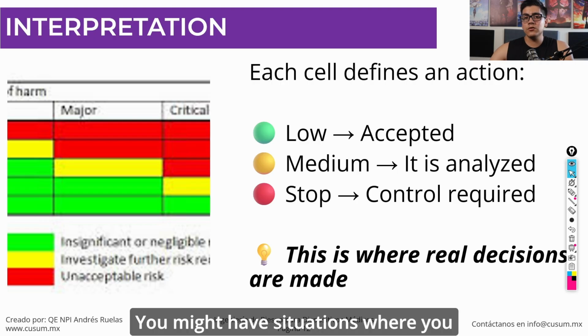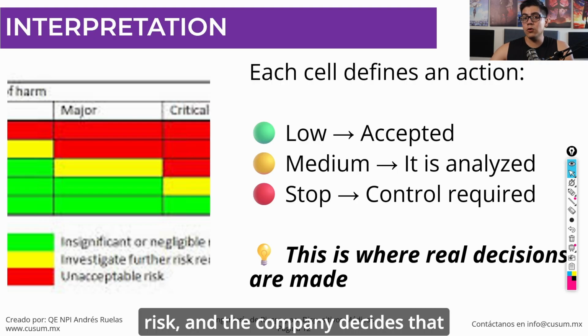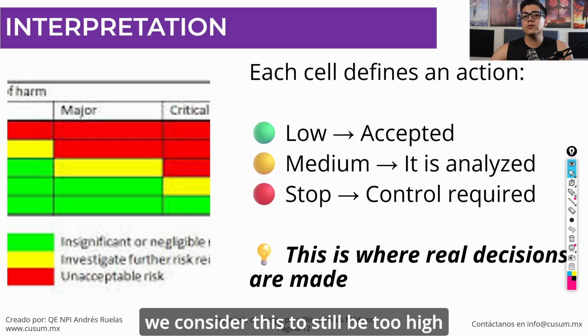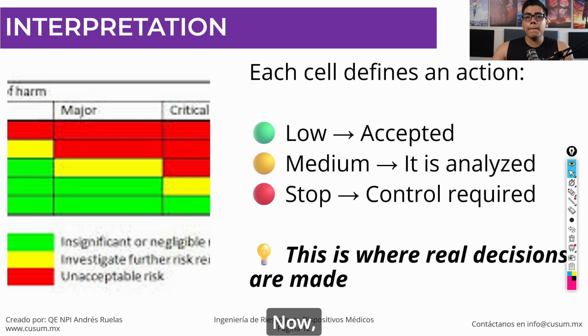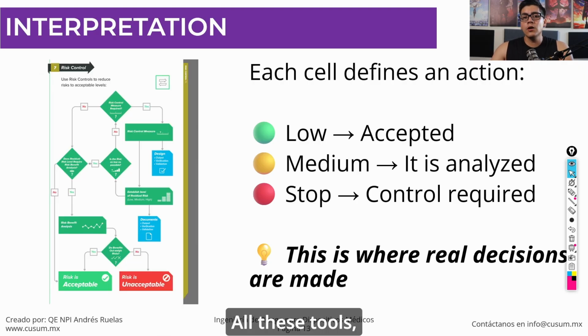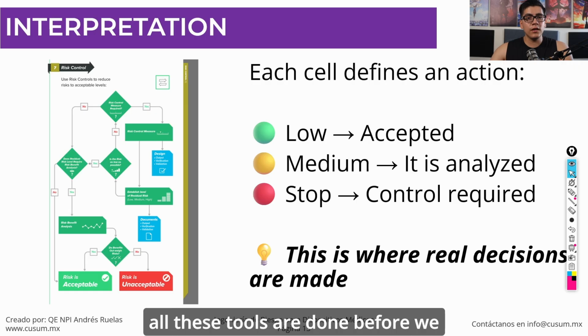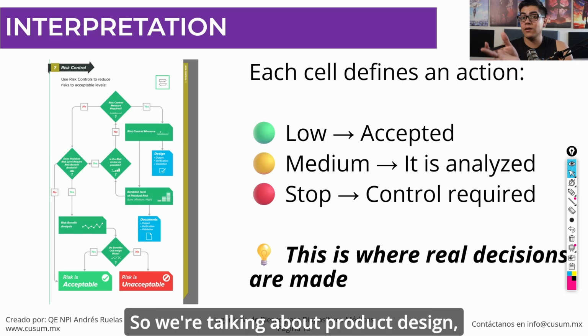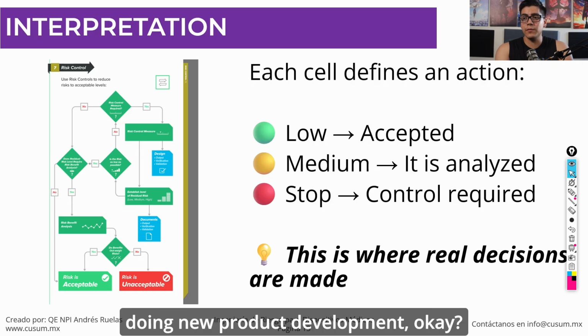You might have situations where you have a product that even has a low risk, and the company decides that based on corporate policy, we consider this to still be too high and want to do a product redesign or change some type of risk control. Now, this is where the real decisions are being made from a quality, manufacturing, and design standpoint. All these tools, and I just want to clarify, all these tools are done before we even release the product, okay? So we're talking about product design, during new product development.